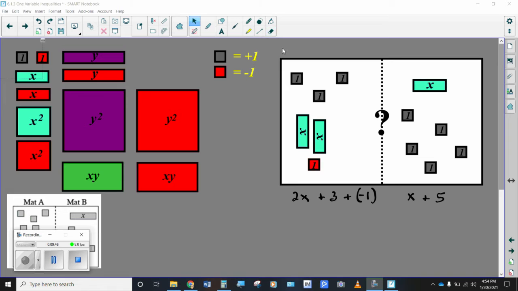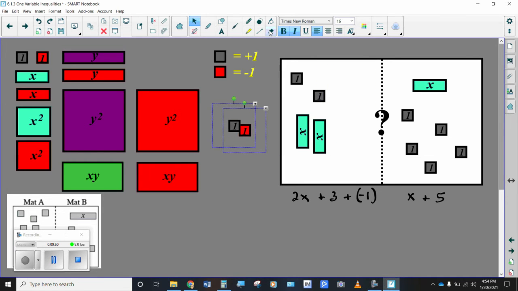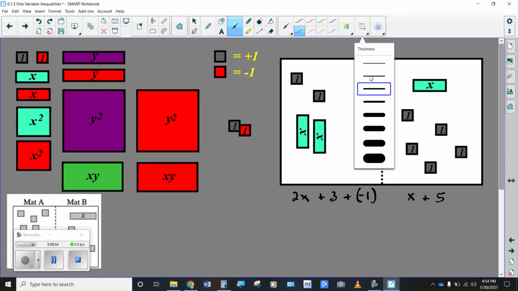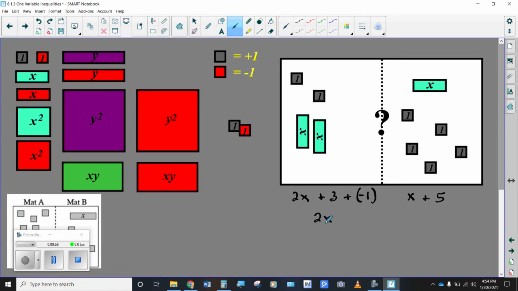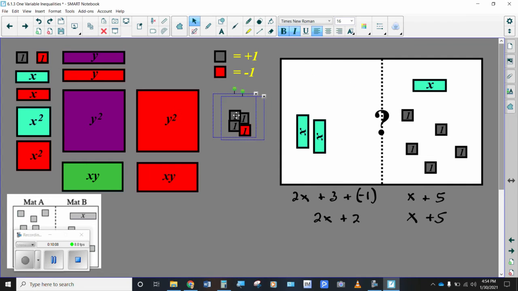Okay, so this is the process you would have worked through. First, we would find the 0 pairs, and we only have one 0 pair. We have to add the 3 and the -1 here. And when we do that, we get 2x plus 2. And on the right side, there was nothing to remove, no combining of like terms at all, so that'll stay as x plus 5. Then you may have noticed that you can take away 2 1s from each side.